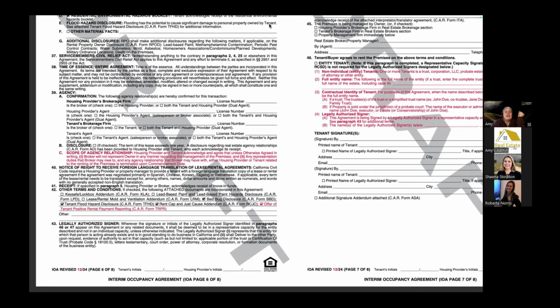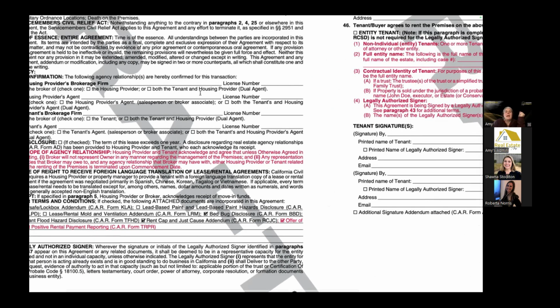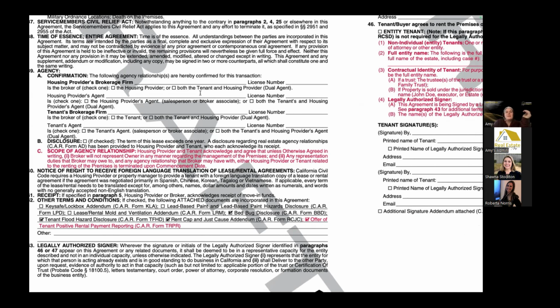It just says the scope of agency relationship. Housing provider and tenant, so that would be the seller and the buyer, acknowledge and agree that unless otherwise agreed to in writing, the broker will not represent the owner, that's the seller, in any manner regarding the management of the premises. We're not entering into a property management agreement with the seller since the buyer's taking possession of it. Any representation duties that the broker may owe to, and any agency relationship that the broker may have with either the housing provider, that's the seller, or the tenant, that's the buyer, related to the renting of the premises is terminated upon the commencement date.